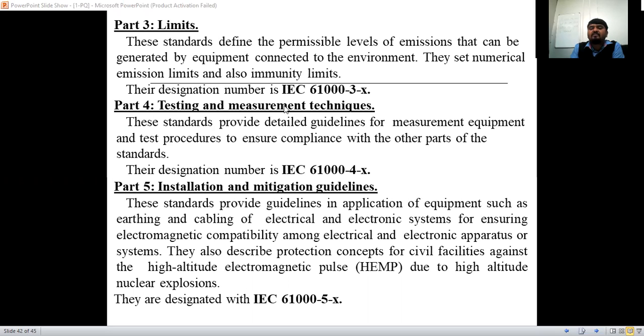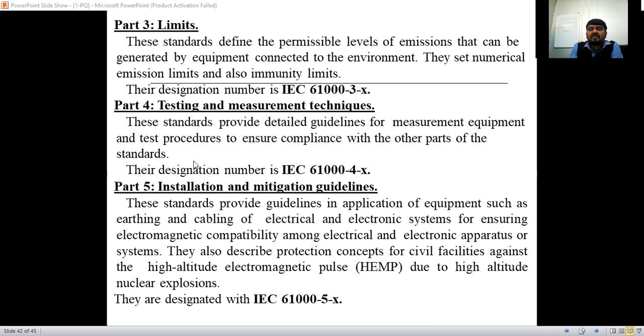That is called testing and measurement techniques. These standards will provide the detailed guidelines for measurement equipment and test procedures: how to conduct the test, its procedure, and which type of test we have to conduct. They also provide test procedures to ensure compliance, and we have to match the other parts of the standards.